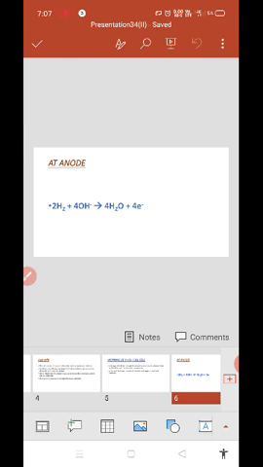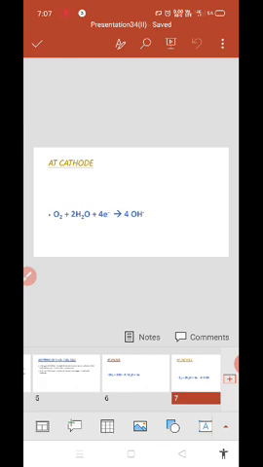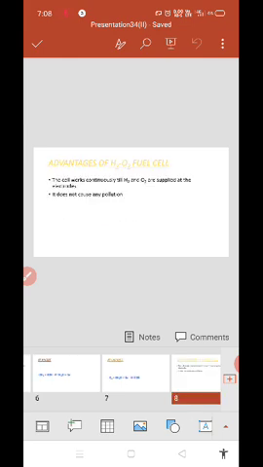Those electrons move towards the cathode, and at the cathode oxygen takes those 4 electrons and H2O, and OH minus ions are formed. This is the reduction reaction which takes place at the cathode. Due to that, oxidation and reduction reactions take place spontaneously between the two electrodes, so power is generated, which we measure with the voltmeter. So this is the voltaic cell.